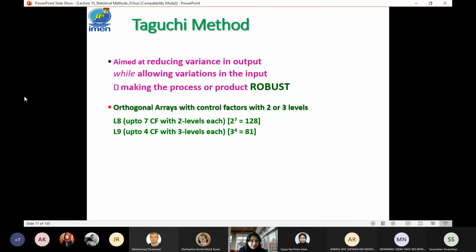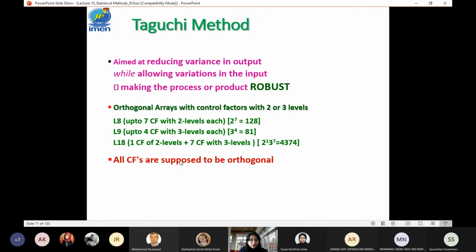Similarly, for L9, you have 4 control factors with 3 levels each. So one low temperature, medium temperature, and high temperature. Here maybe it's just low and high temperature. If you're running a full factorial, it's going to be 81, that is 3 levels for 4 control factors, so 81. And in the Taguchi method, it's just 9 experiments. Similarly, L18, where you have 1 control factor with 2 levels and 7 control factors with 3 levels. You can also mix and match this. For full factorial, you're going to have 4374. And all control factors are supposed to be orthogonal.